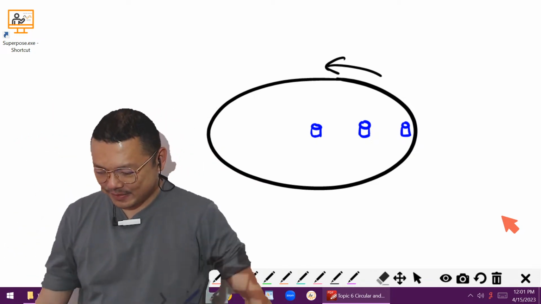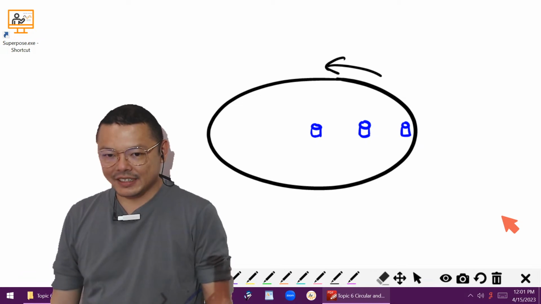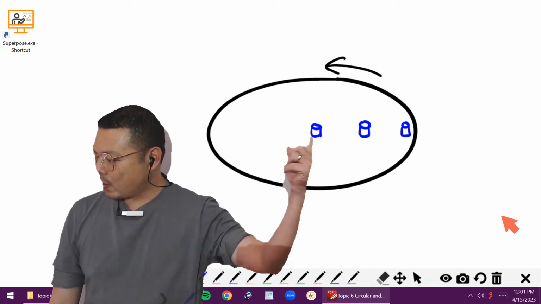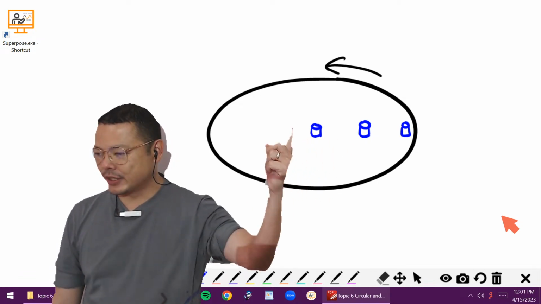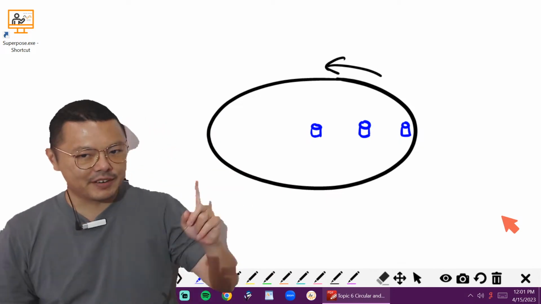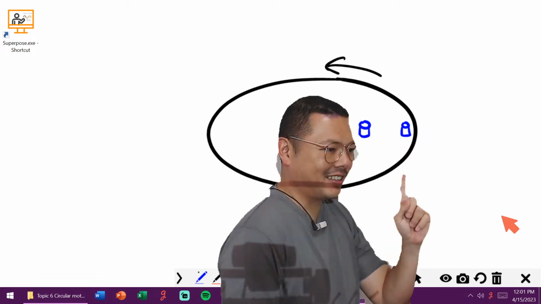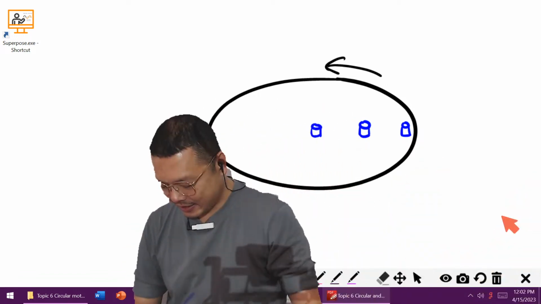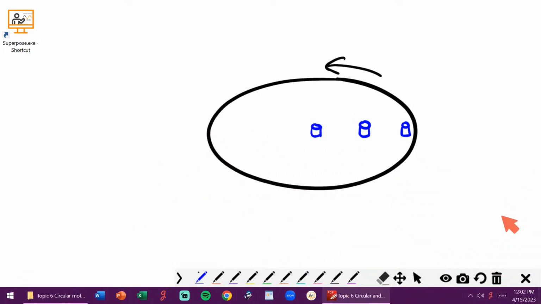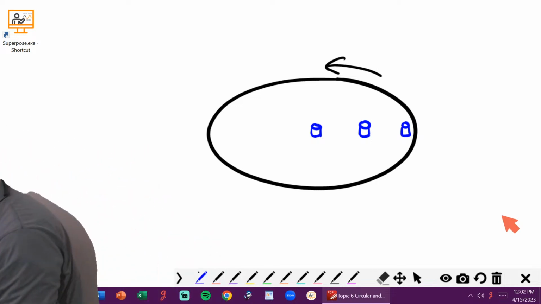Circular motion, okay. Number one, the one in the middle, does it have circular motion? Don't have. The one in the middle is just rotating. He's not going around a circle, he's just rotating. So that's not circular motion. Oh, lucky I put the cap on.